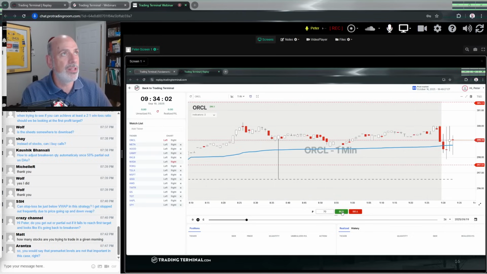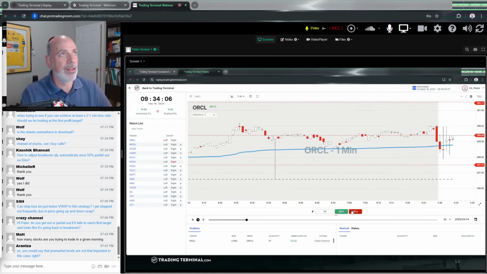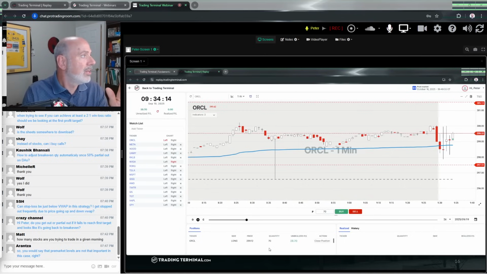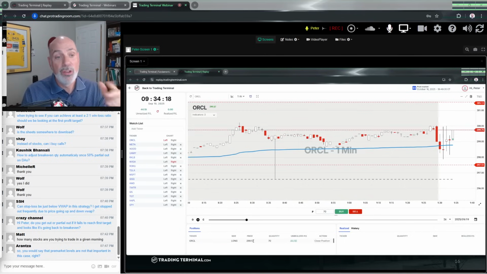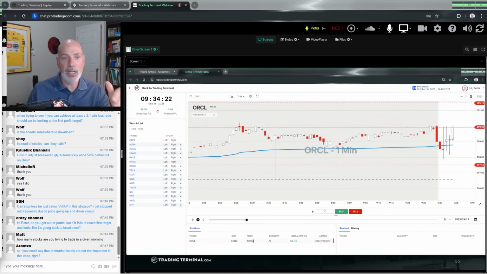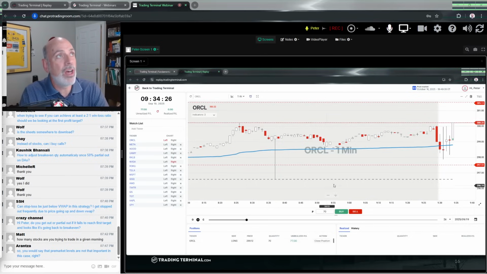So I'm going to do my best to get an entry. Let me do it right there. What did I actually get filled at? You can see it here, 299.12. So I didn't quite hit my target, but I got in at 299.12 because I saw it holding this level.